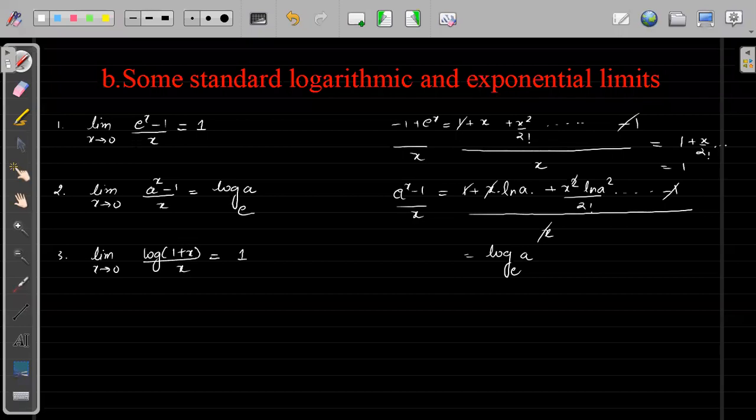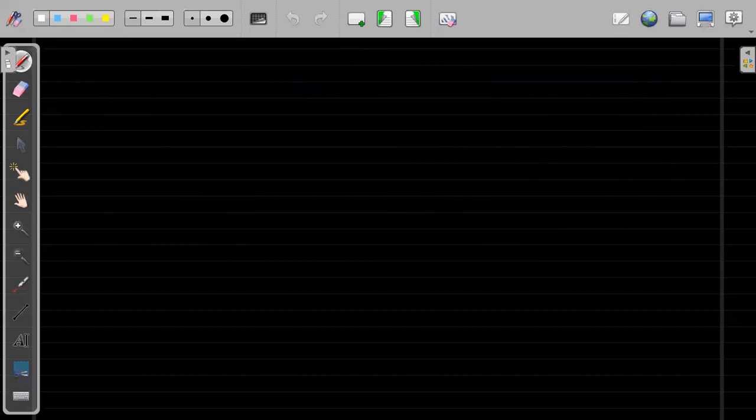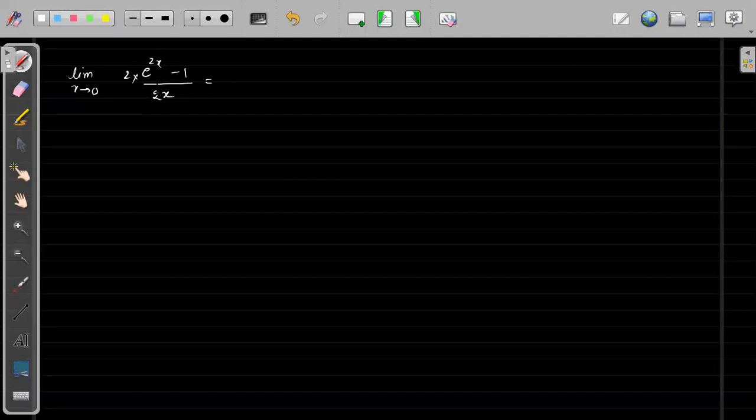Now what will they change in the question? Instead of x, suppose they have given x square, 2x or something like that. Accordingly, we will solve. Suppose they have given the limit of x tending to 0 of (e to the power 2x minus 1) upon x. So what will be the answer? We simply know this is 2 into 1, so the answer will be 2.